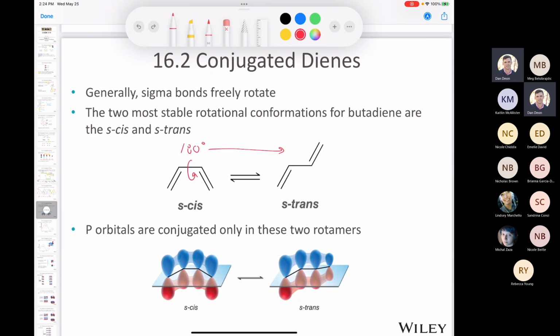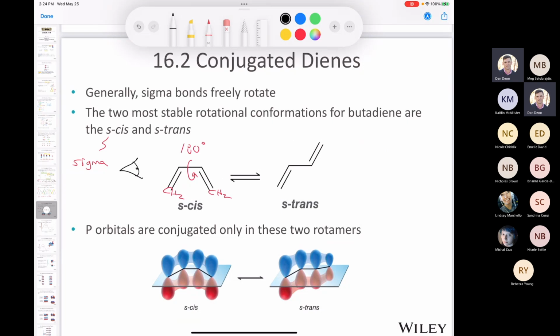Now, if you're wondering, what the heck is the S in S-cis, Mr. Dion? The S stands for sigma. It means sigma cis and sigma trans, right? Because when you're talking about sigma bonds, there's no cis and trans. The only time we've seen cis and trans in this class is when we were talking about an alkene. You have two groups like this, they're trans. If they're like this, they're cis to each other. So it means sigma cis or sigma trans. So it's kind of like a version of cis, right? Because this methylene and this methylene are on the same side of the molecule.